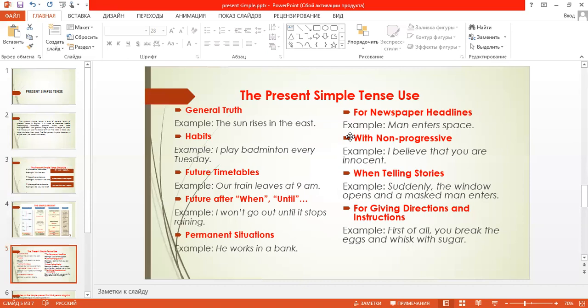Also, we use present simple tense to refer to future timetables. For example, our train leaves at 9 o'clock. Her work starts at 8 o'clock.